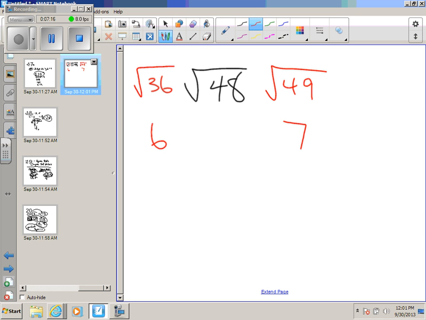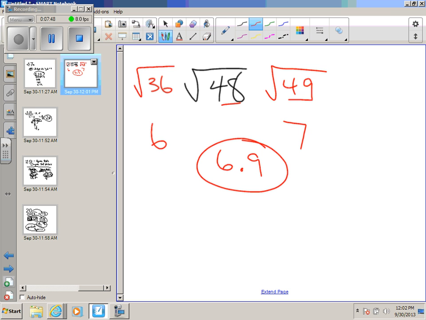What would you estimate that to be? Is the square root of 48 going to be closer to 6 or closer to 7? Much closer to 7, because the 48 is much closer to the 49. So maybe you say, I mean, it can't get any closer without actually being 49, so you'd probably go 6.9 for that one.